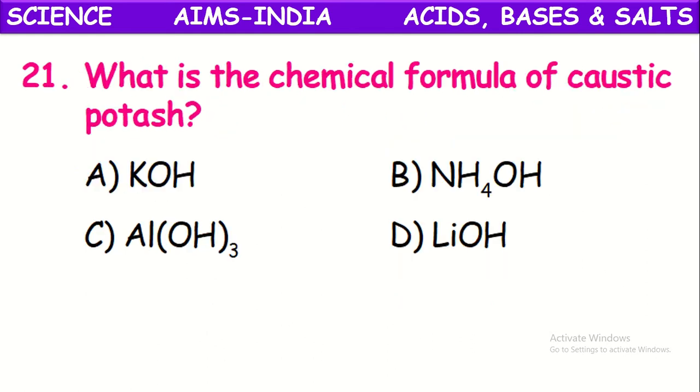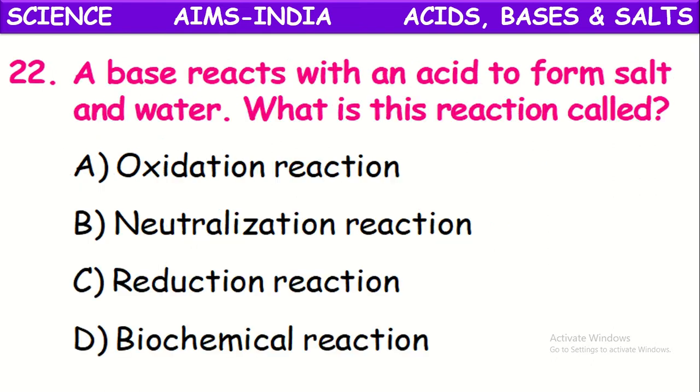Okay, next. What is the chemical formula of caustic potash? Caustic potash is nothing but potassium hydroxide. Potassium hydroxide is called caustic potash. Where is the formula of potassium hydroxide? Here it is. KOH is the formula of potassium hydroxide, which is commonly called caustic potash. One more is there, caustic soda, that is sodium hydroxide. Here they asked about caustic potash, so it is KOH.